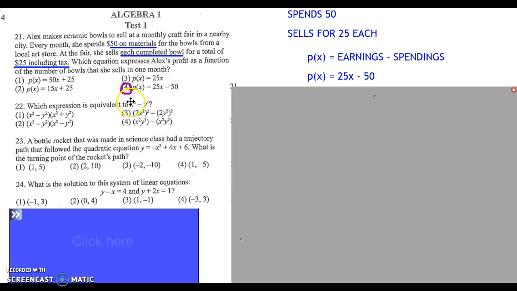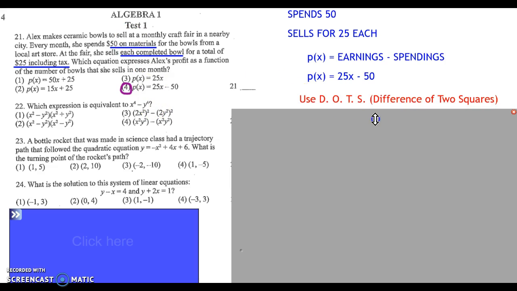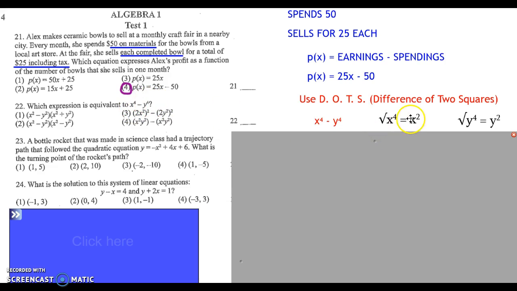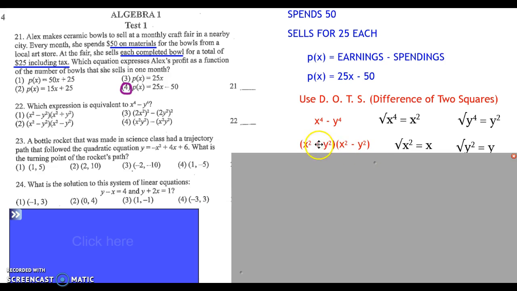Which expression is equivalent to x to the fourth minus y to the fourth? This is a factoring question. In order to factor, we're going to use difference of two squares. We know it's difference of two squares because there's a minus, which is a difference. We know that it's two squares because you can square root x to the fourth and y to the fourth. So we square root x to the fourth and we get x squared. We square root y to the fourth and we get y squared. And we set up the difference of two squares like this. We put two different sets of parentheses: x squared plus y squared, x squared minus y squared.